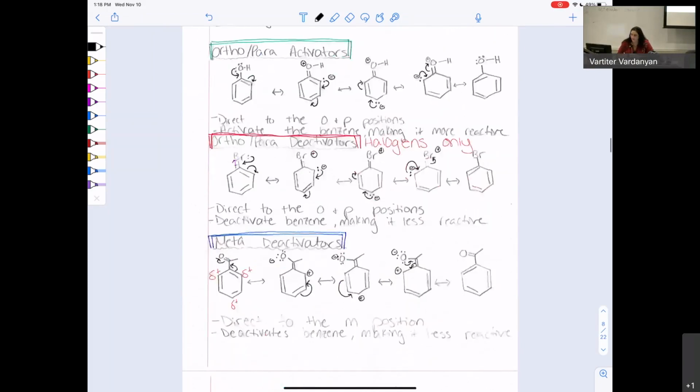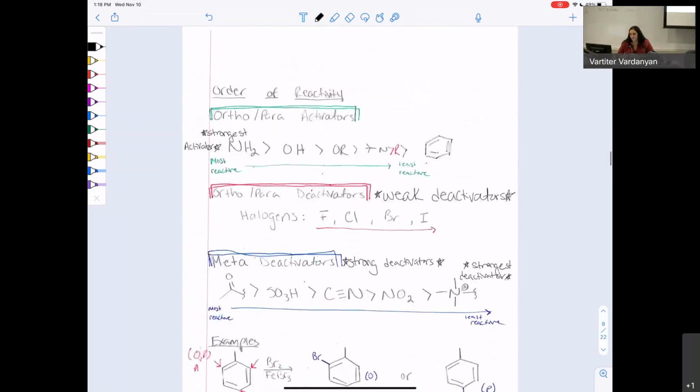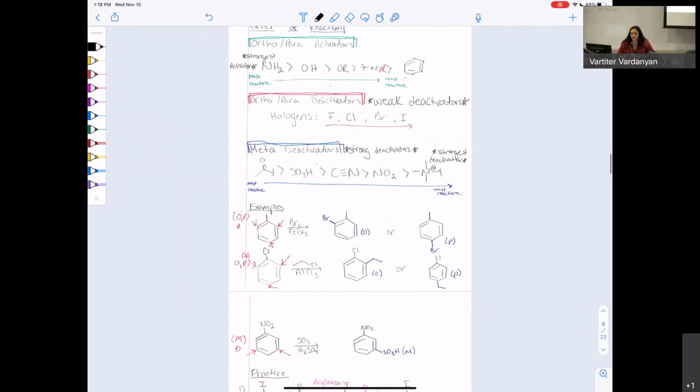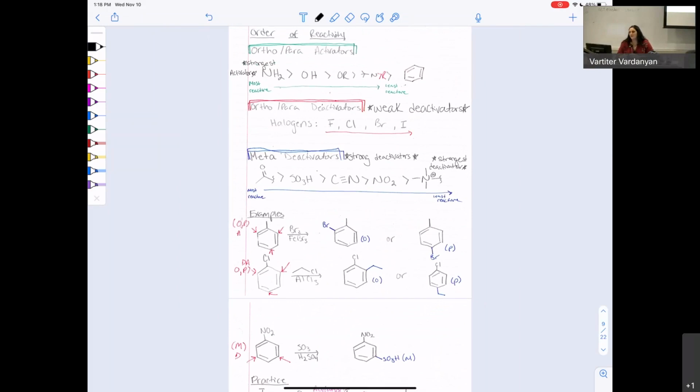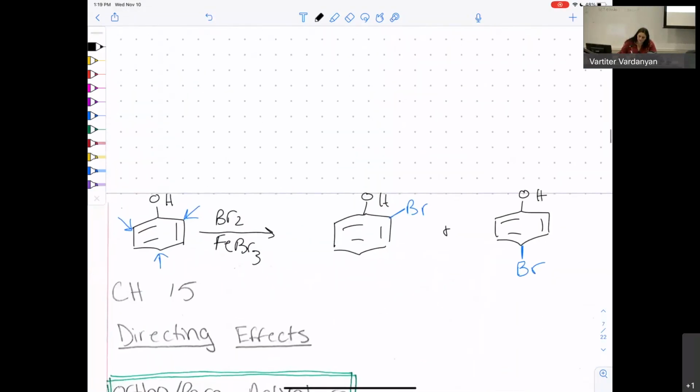So I have this drawn out for you guys just in case. You have to know this. Knowing the order of most reactive to least reactive is going to help you because he's going to have the tri-substituted ring where there's two things already on it and you're adding a third substituent. So when we have two things on the ring, how do we decide which one is the director? Whichever one is the most reactive, or the strongest activator. Cool. So if I gave you an example like this.